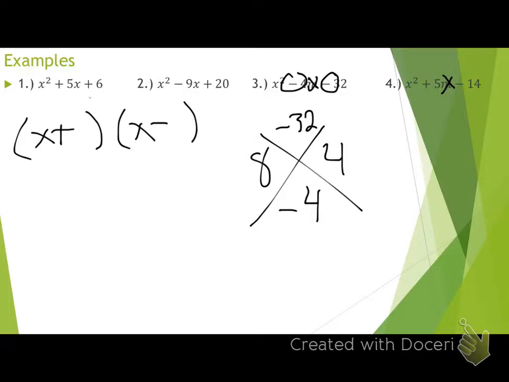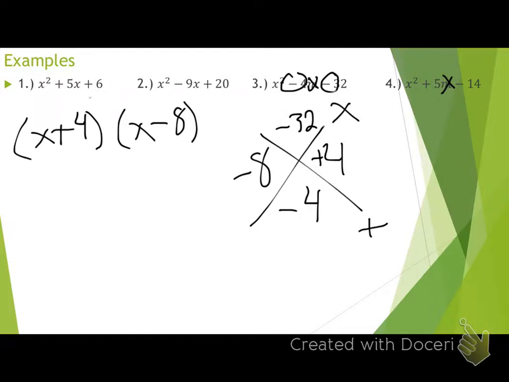I'm looking for numbers that multiply to give me negative 32 and add to give me negative 4. Well, when we're adding numbers and get a negative, the bigger number is going to be the negative one. So in this case, it's going to be negative 8 and a positive 4. So that means 4 goes right here and 8 goes right here. That is very specific. Like I said, you can't just pick and choose where they go.